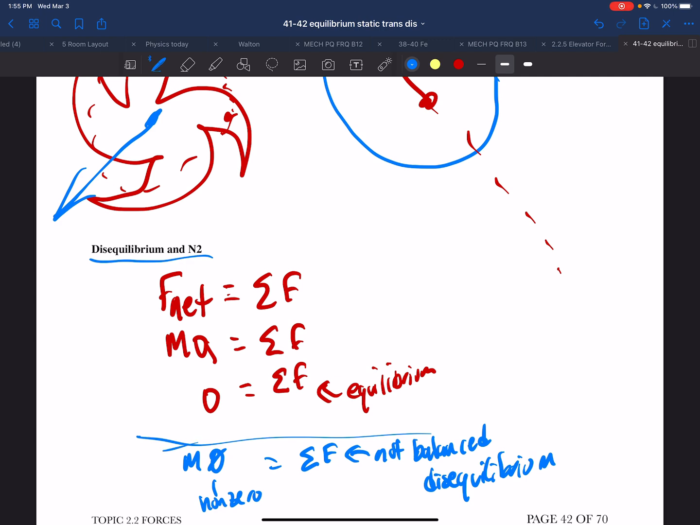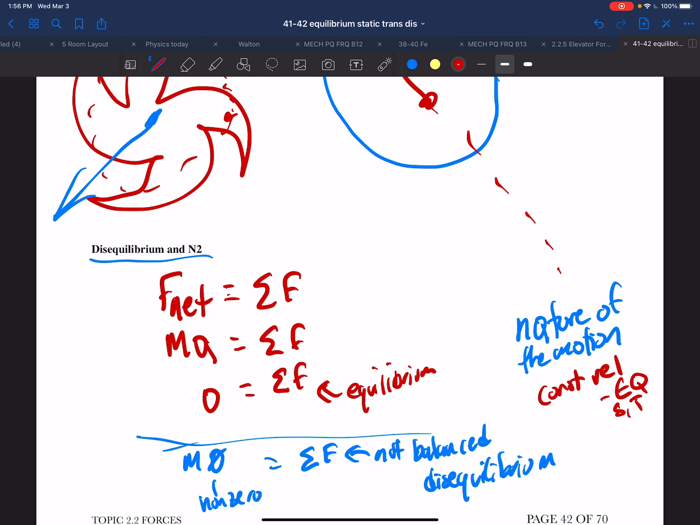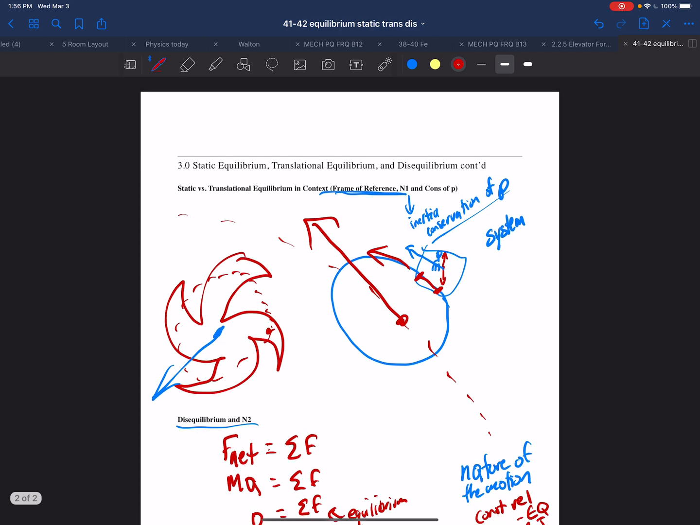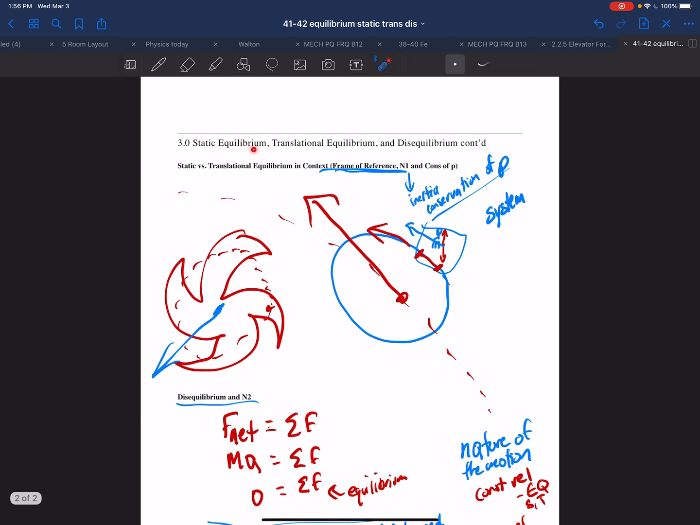And this is why it's so very important to observe the nature of the motion of bodies. Because if we observe constant velocity, that means equilibrium, either static or translational. But if it's accelerating, that means disequilibrium. And so that is our tour into the world of static equilibrium, translational equilibrium, and disequilibrium.